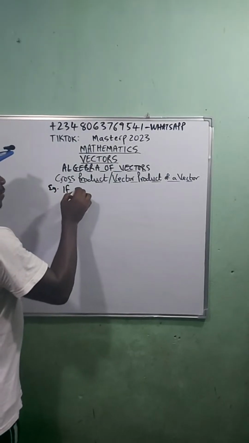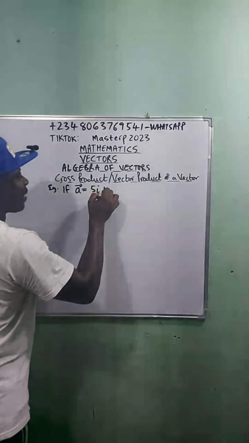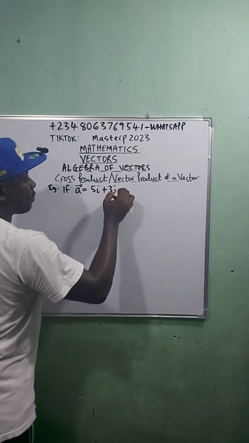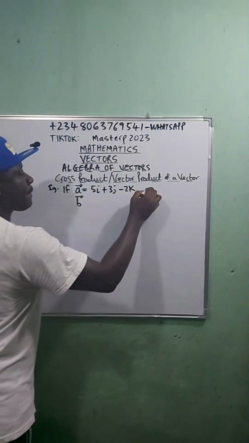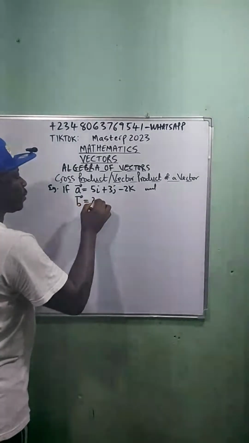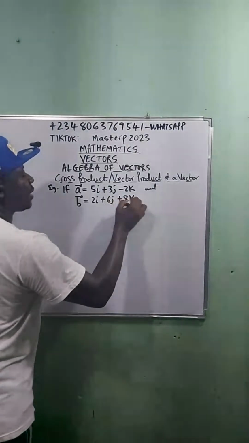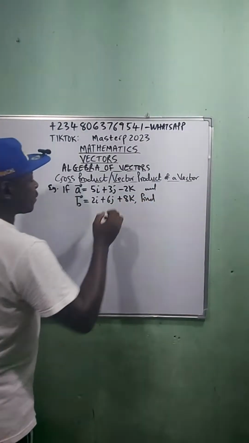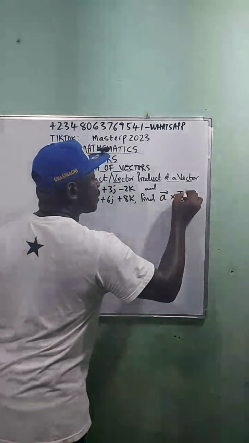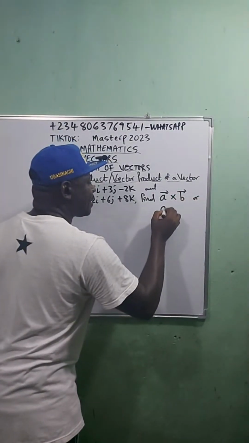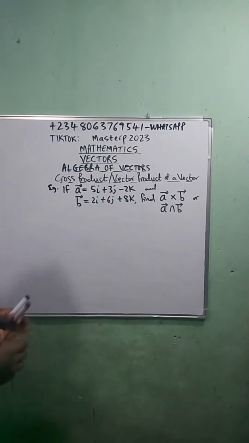So if the vector A is equal to, let's say, 5i plus 3j minus 2k, then we'll have vector B, and the vector B is equal to 2i plus 6j plus 8k. Then you are being asked to find the cross product. That's what we call A cross B. You can still see it in the exam written like this. I should find the cross product.